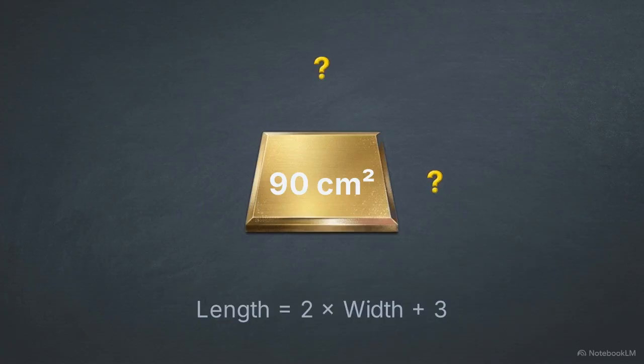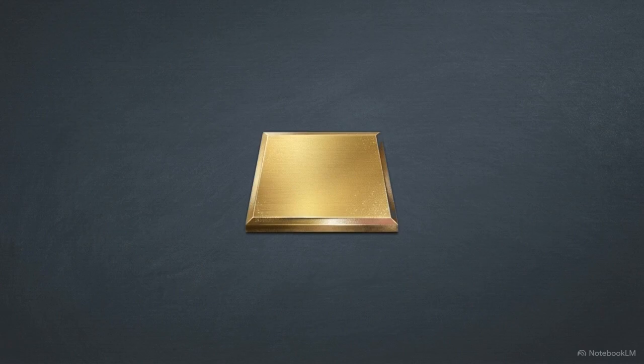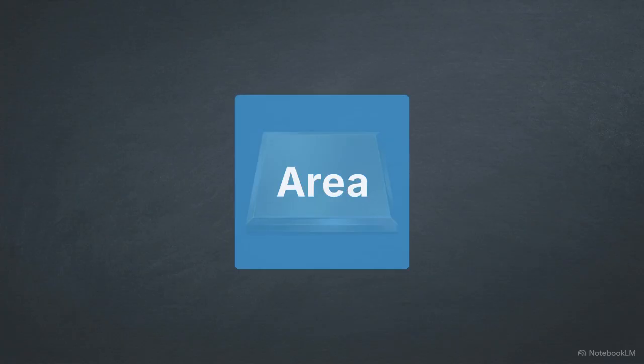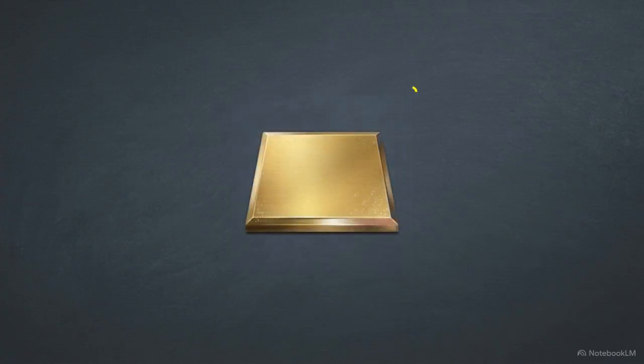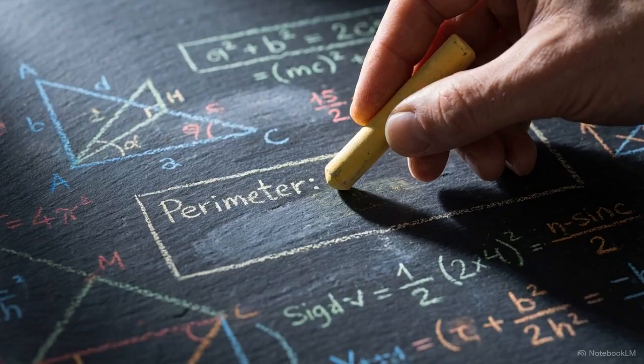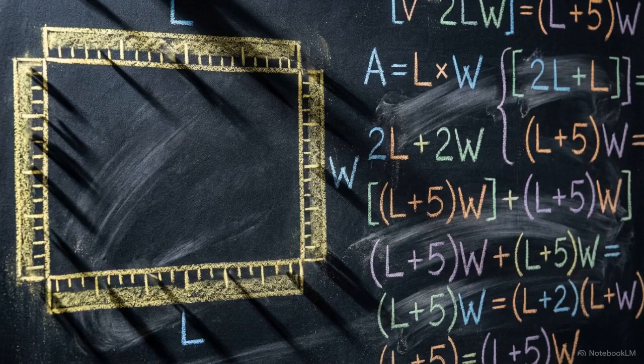Without a single discrete measurement for any of the sides, how do we find the exact distance around the outside of this specific shape? To solve this, we have to distinguish between two concepts. The area is the two-dimensional space contained inside the bounds. The perimeter is the total distance of the outer boundary itself. You cannot guess your way to the perimeter. Finding the answer requires translating the physical space of this rectangle into the language of algebra.